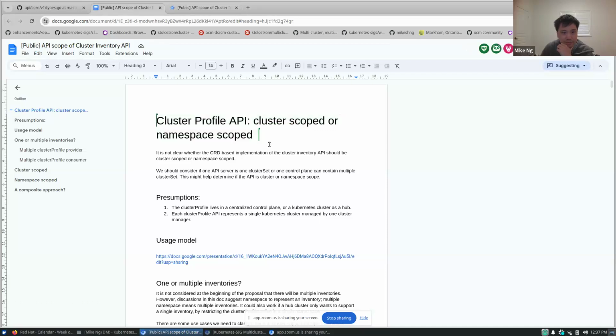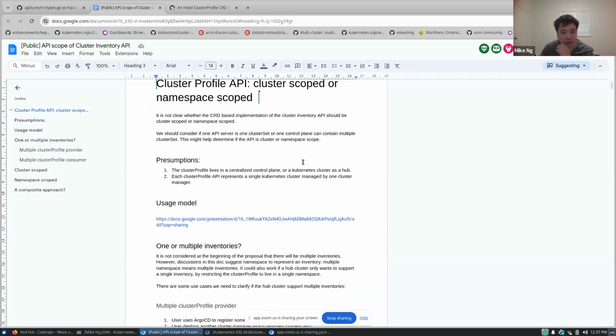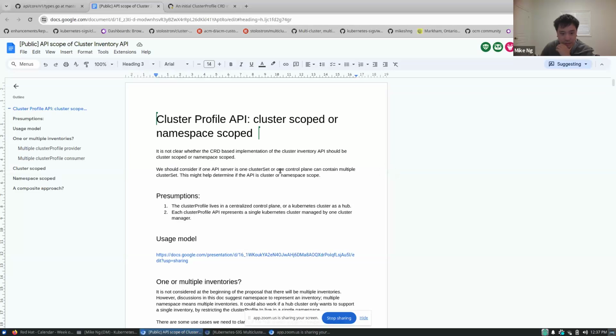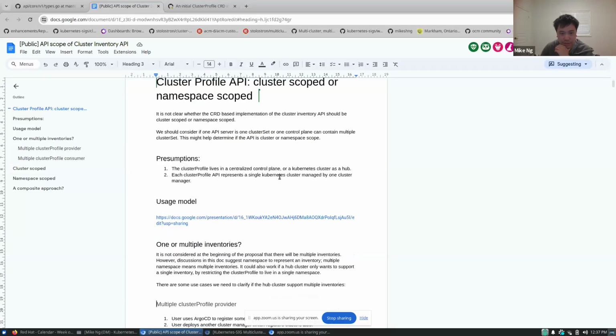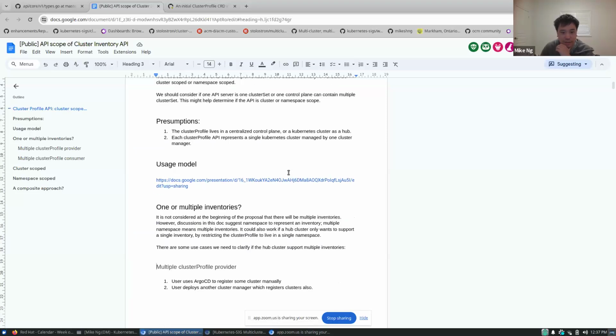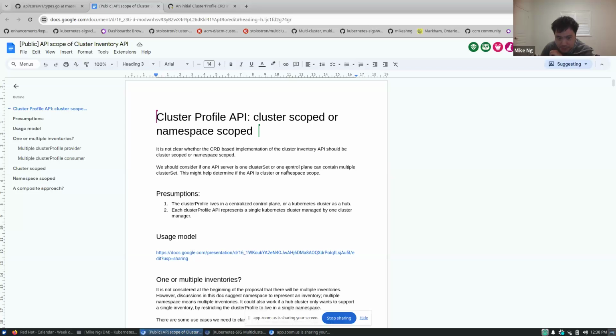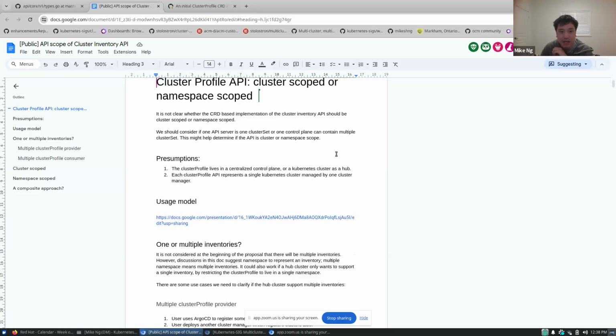A lot of folks have chimed in on this document, and I want to thank you all for going into it and putting in your feedback. In conclusion, before we even start the discussion, we have not settled on whether we should use cluster scope or namespace scope yet. The majority of the feedback is that namespace scope is, as we all know, very useful for RBAC purposes.